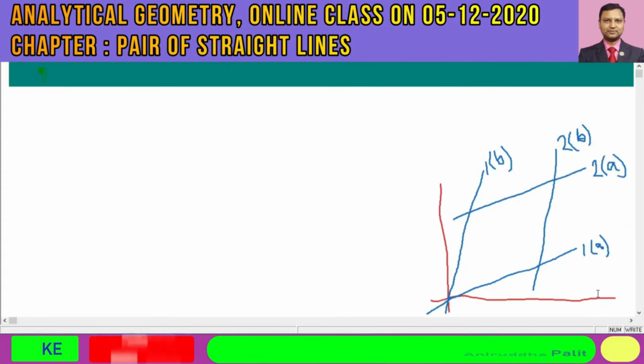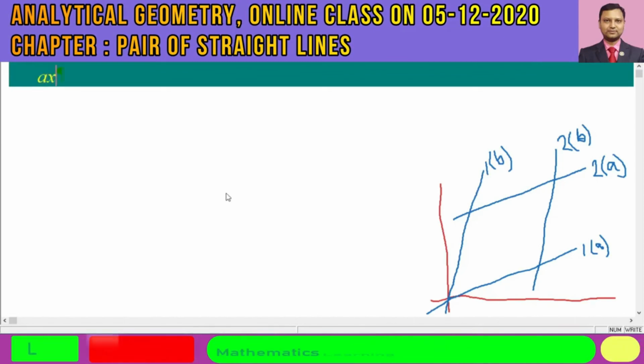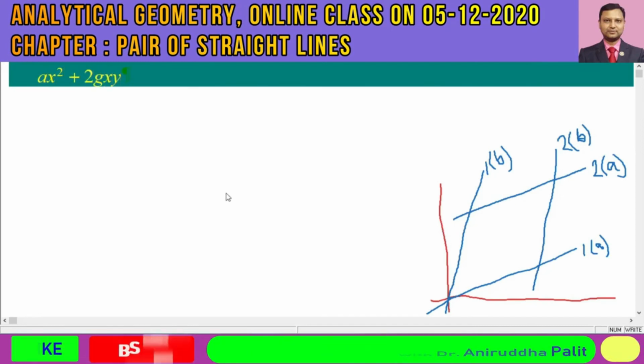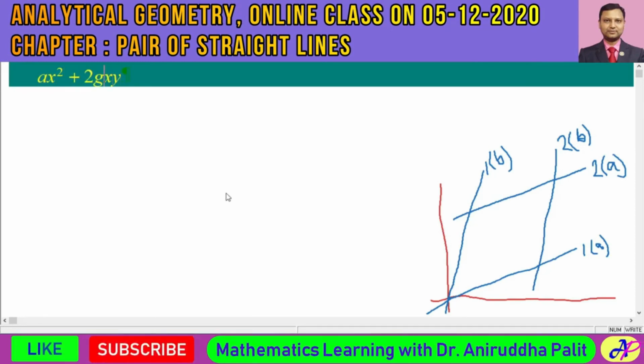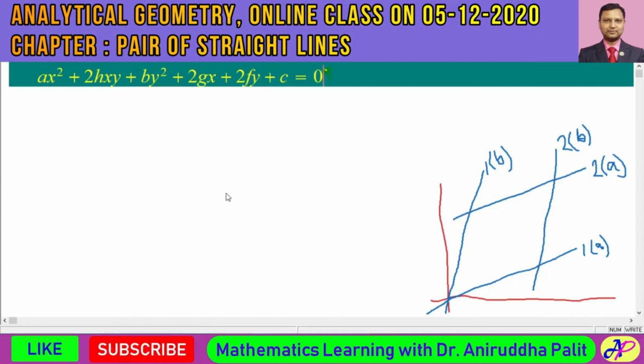Now suppose the equation represented by this pair of straight lines becomes ax square plus twice hxy, not g, twice hxy, plus by square plus twice gx plus twice fy plus c is equal to 0.